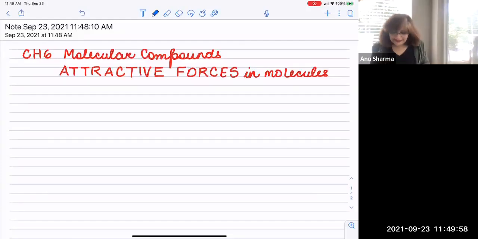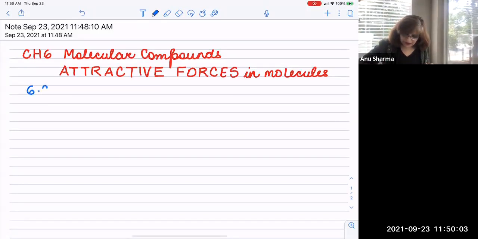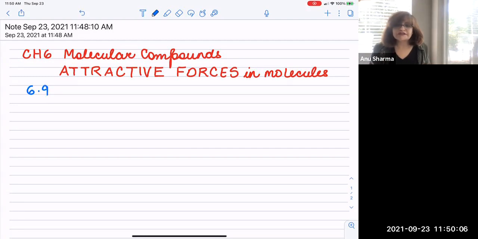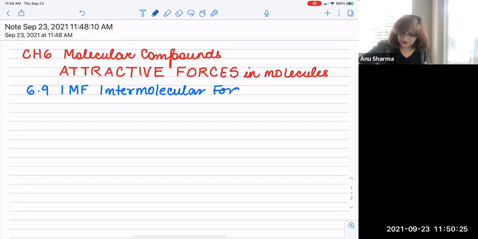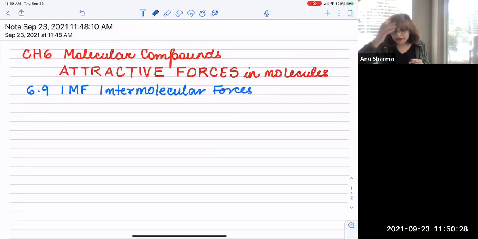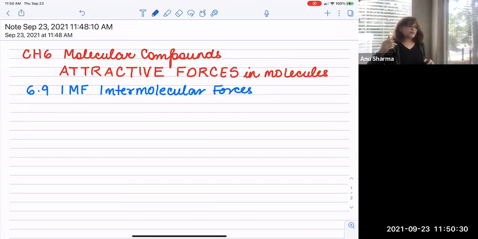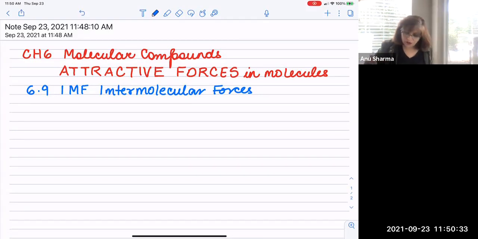Hi guys. Okay, so we're going to cover the last part of chapter 6.9, which deals with the attractive forces in the molecules. And these molecules are the covalent compounds. These are also called the intermolecular forces, or in other words, IMF. So these are the attractive forces that exist in between the molecules that define the properties of those molecules.